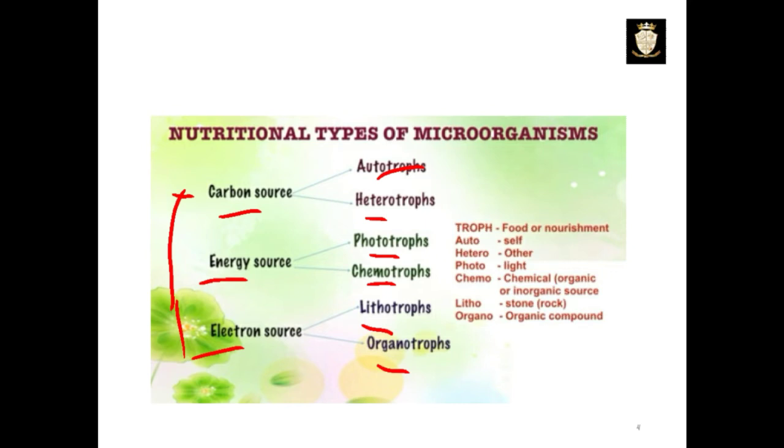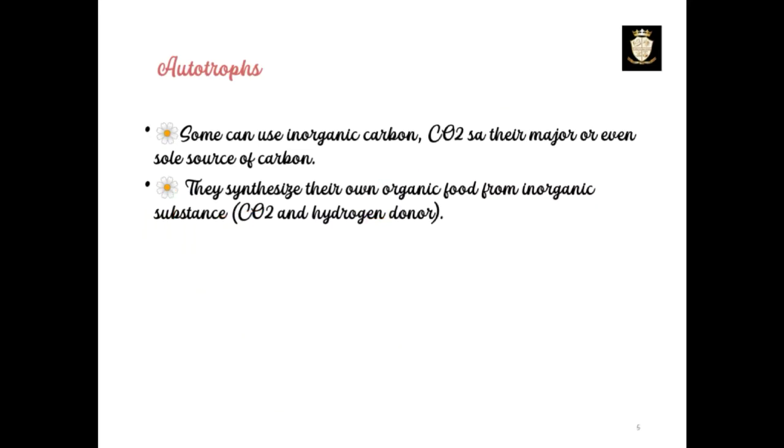So we move to the first classification based on the carbon source. The first one is autotrophs. We all know that autotrophs synthesize their own food. That's why they are known as autotrophs. So they synthesize their own organic food from inorganic substances, and they utilize carbon, so the carbon source is CO2.